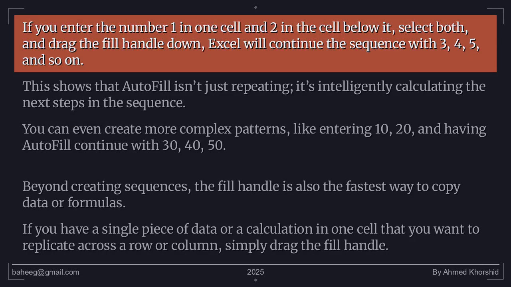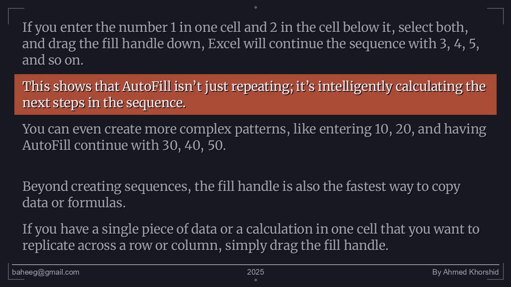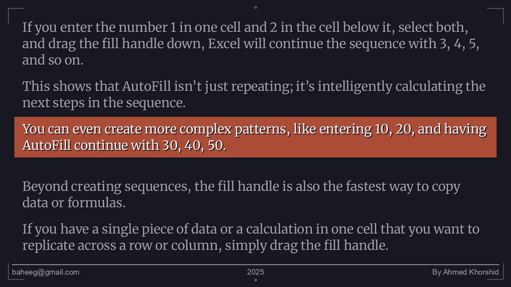If you enter the number 1 in one cell and 2 in the cell below it, select both, and drag the fill handle down, Excel will continue the sequence with 3, 4, 5, and so on. This shows that autofill isn't just repeating, it's intelligently calculating the next steps in the sequence. You can even create more complex patterns, like entering 10, 20, and having autofill continue with 30, 40, 50.